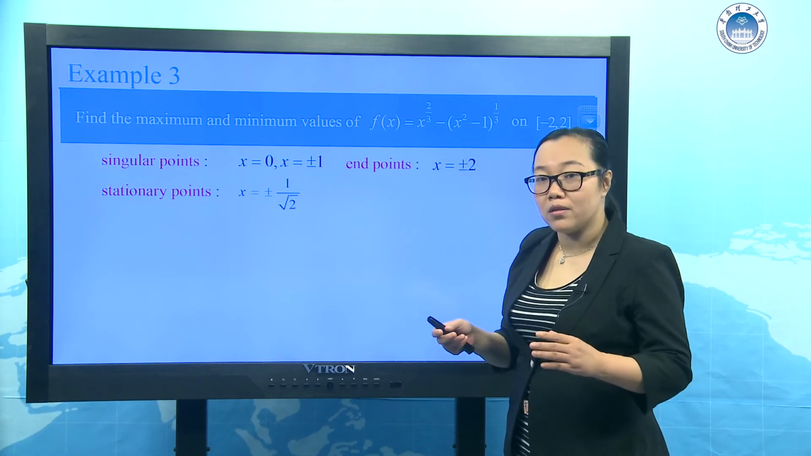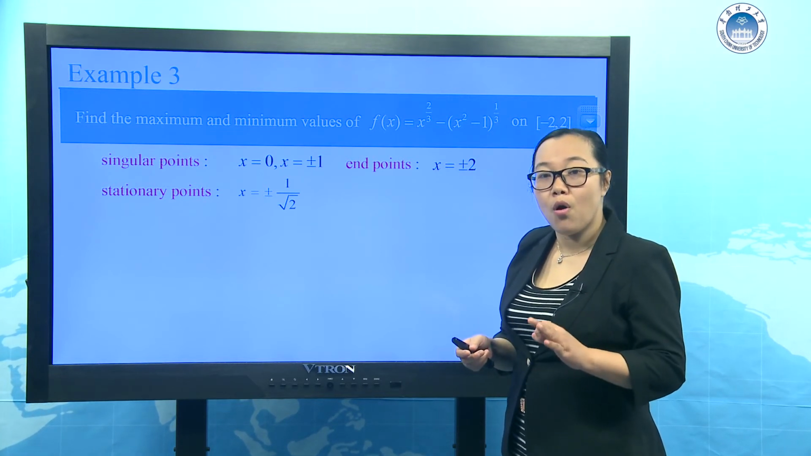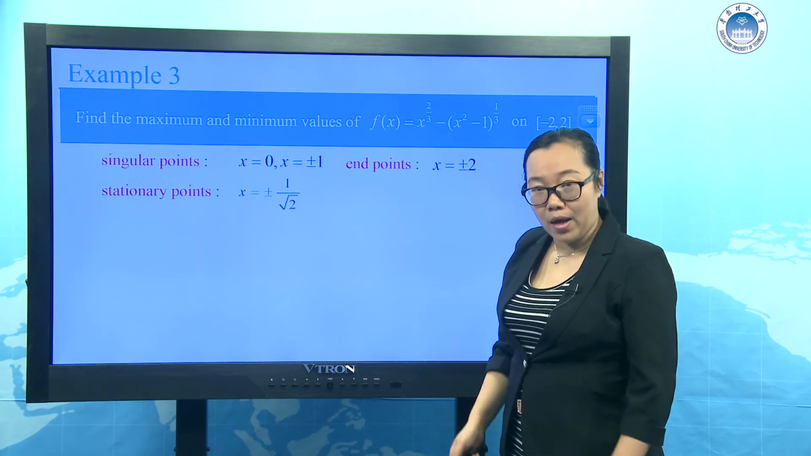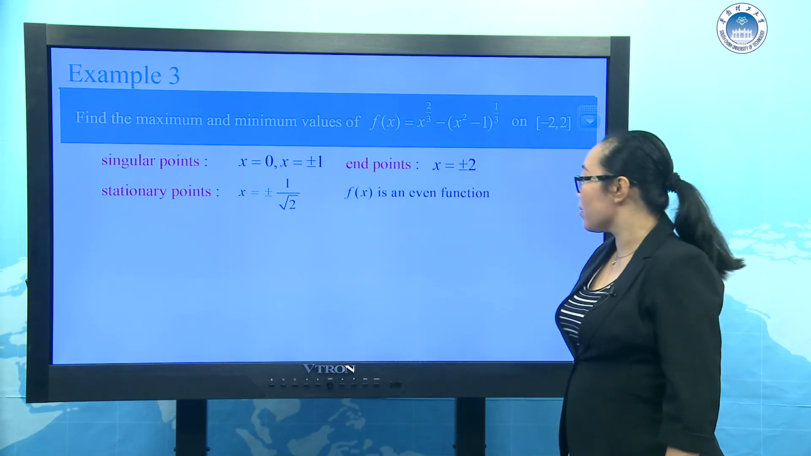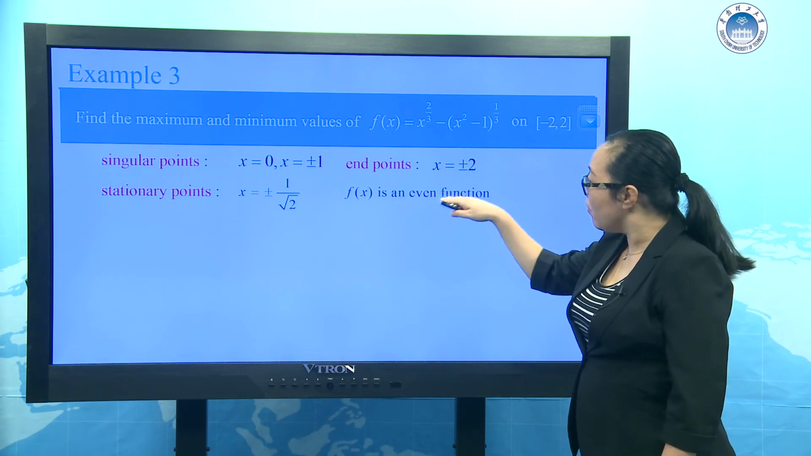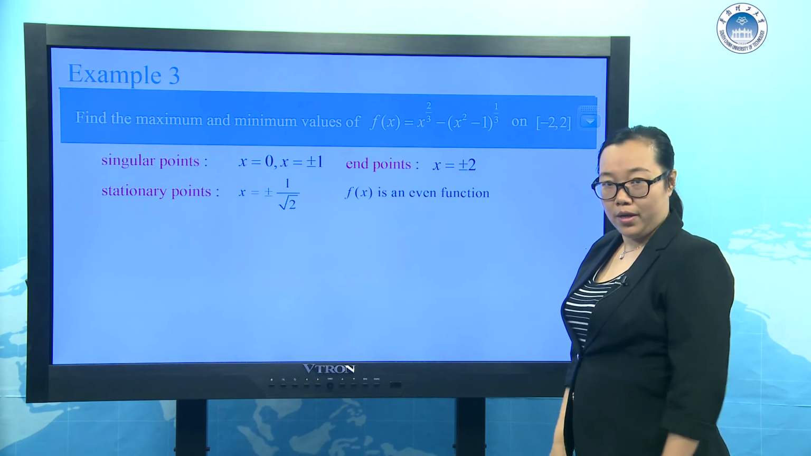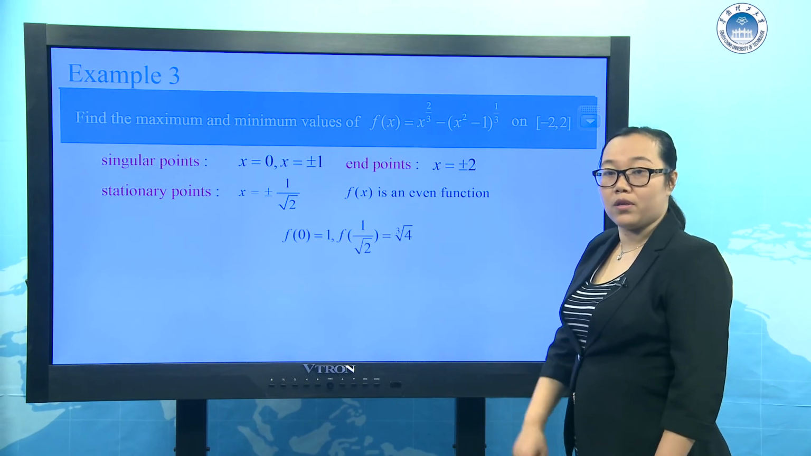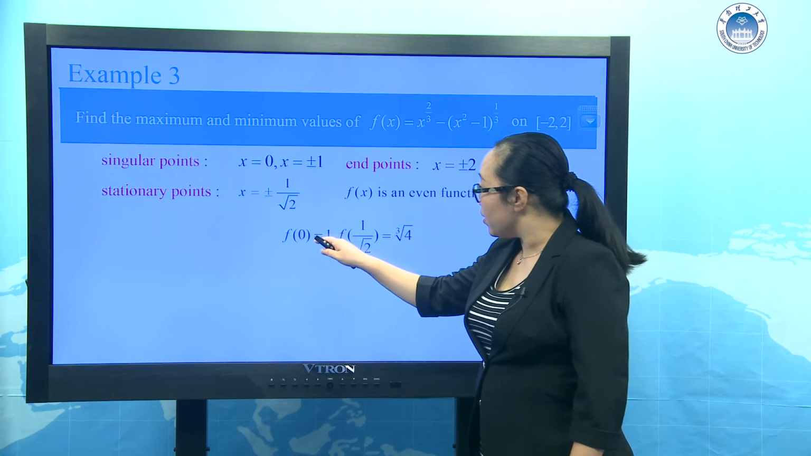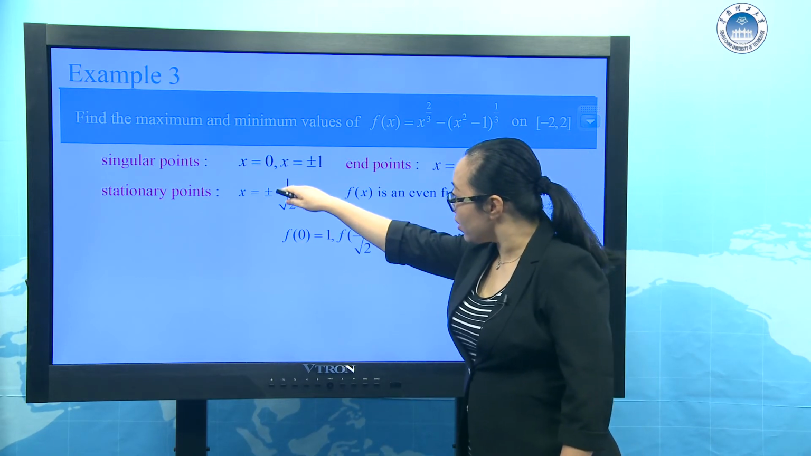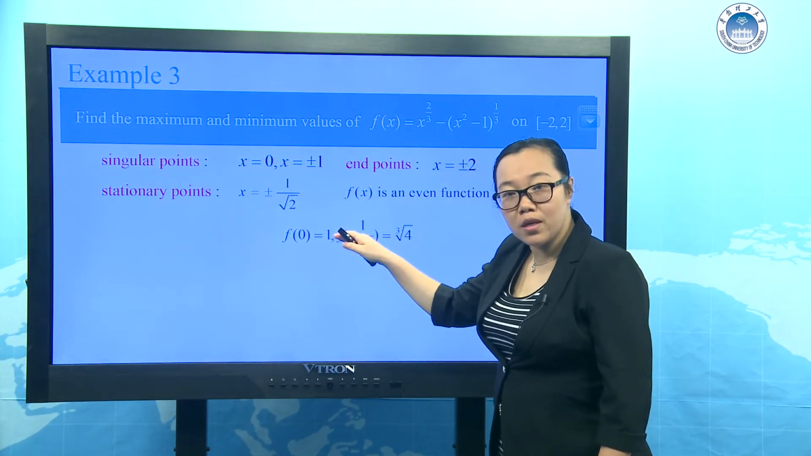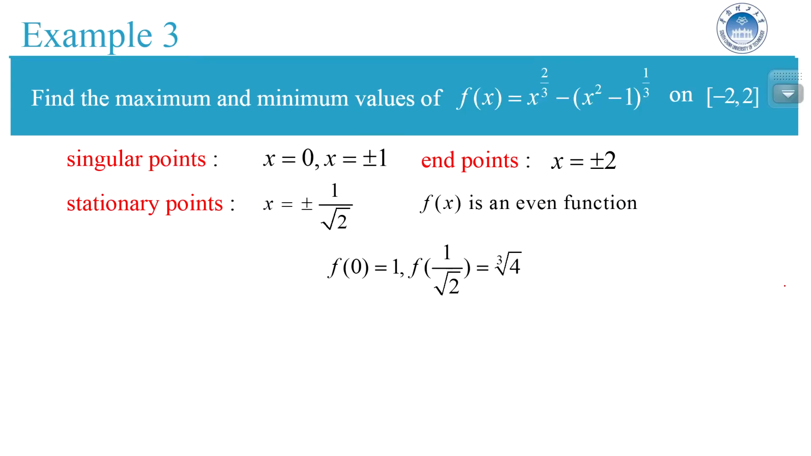Yes, evaluate the values. 7 points may be 7 values, but you should pay attention to the fact f(x) is an even function, so we only consider 4 values, which is okay because it is an even function. So f(0) equals 1, f(positive or minus) have the same values, so we only need to compute 1 value. And then f(1) equals 1, f(2) we can get it.